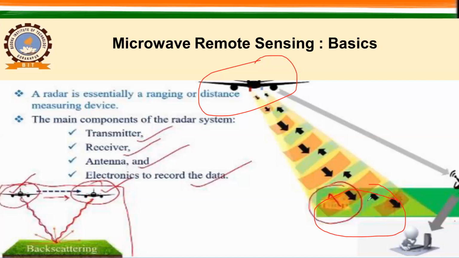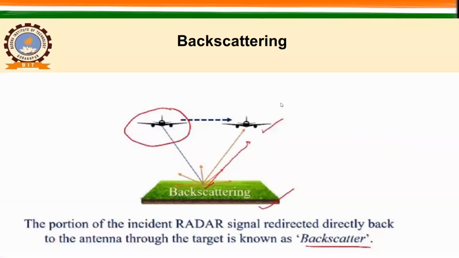So this is how we are doing in case of microwave remote sensing, right? अब दूसरी चीज हमें जो इसमें सबसे इम्पोर्टेंट चीज है, इसका मेन कंपोनेंट हमने बात किया, ट्रांसमीटर है, रिसीवर है, एंटीना है और इलेक्ट्रॉनिक्स है to record the data. Now if we see the next slide, that is about the back scattering, and let us understand this back scattering phenomena. What is actually the back scattering and how this is different from reflectance or emission?